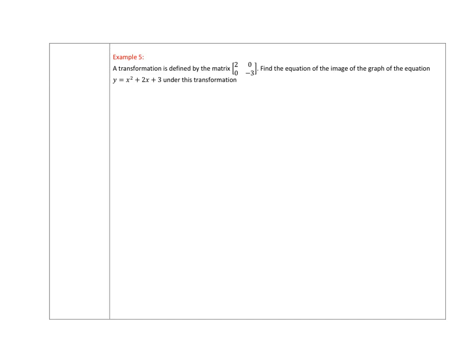Example 5 is similar to that first example, similar to our success criteria, that we're able to find the equation of an image undergoing a certain matrix transformation. So we can see here, setting the context, a transformation is defined by this matrix. We're being asked to find the equation of the image, well, the image is in reference to the thing that's happened after that transformation, of the graph with this equation. So the other thing here must be the pre-image, the thing that happened before the transformation.